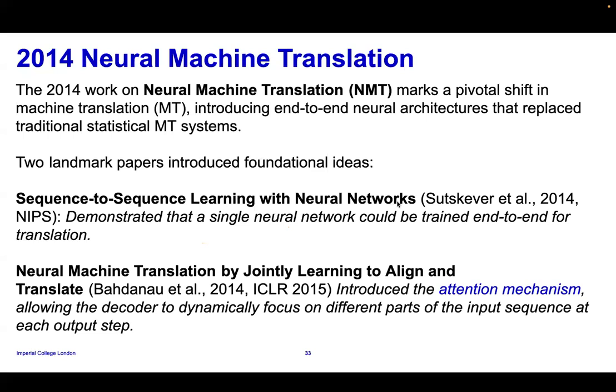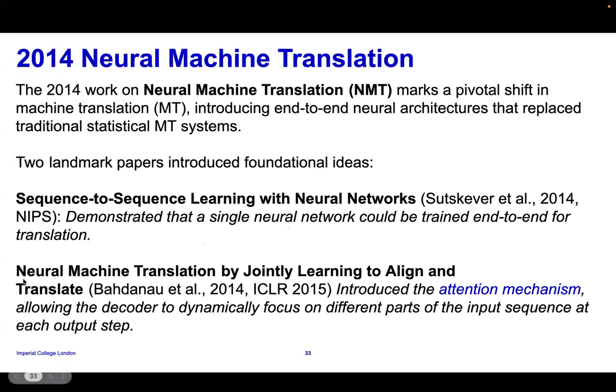So, Seq2seq learning with neural networks. This is a paper from Google, I guess, that demonstrated that a single neural network can be trained end to end for translation. You remember we are talking about Seq2seq. This paper introduced the architecture for Seq2seq, the one we saw before.